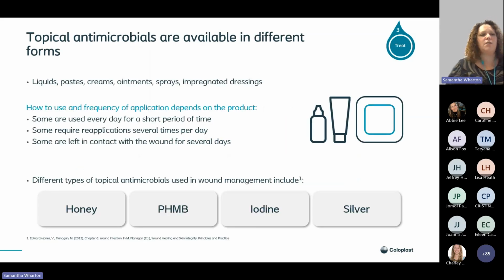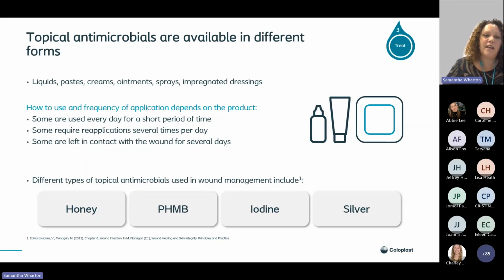So some of the different types of topical antimicrobials which are available: liquids, pastes, creams, ointments, sprays, and impregnated dressings. As clinicians, dressings that have the active agent impregnated into them are really easily found now within our formularies, and they ensure that dressings don't need to be changed as frequently. They all denote that active agent differently, so be aware of how they work.